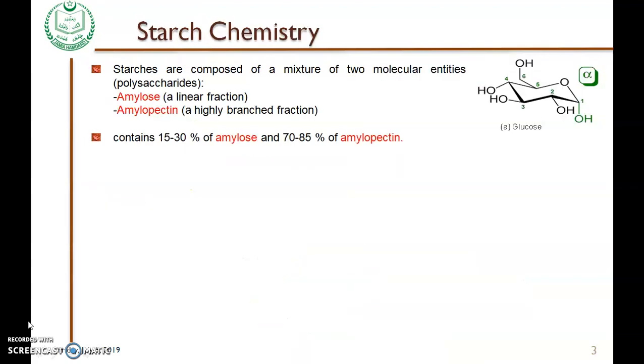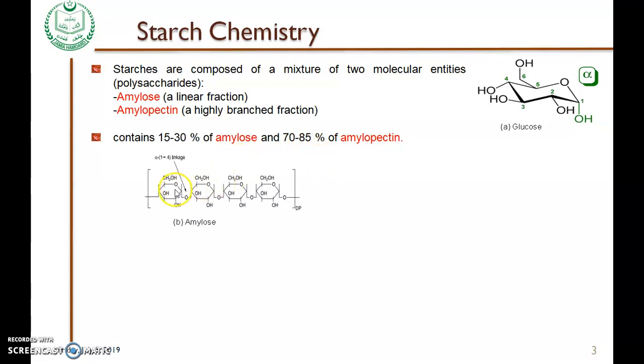So we'll come to the starch chemistry. Starch is mainly composed of two molecular entities: amylose and amylopectin. Amylose is a linear fraction and amylopectin is a highly branched fraction, and both of these are made up of glucose subunits. Starch contains around 15 to 30% of amylose, and amylopectin is around 70 to 85%.